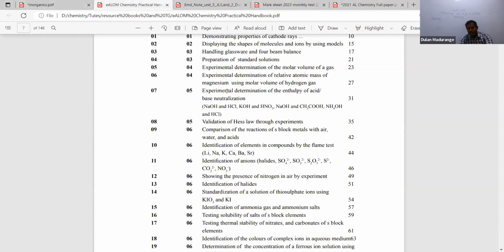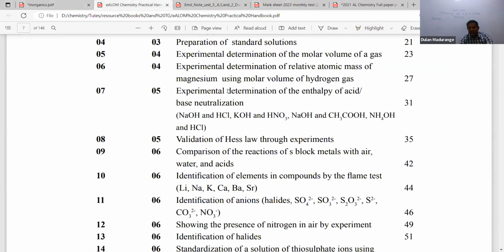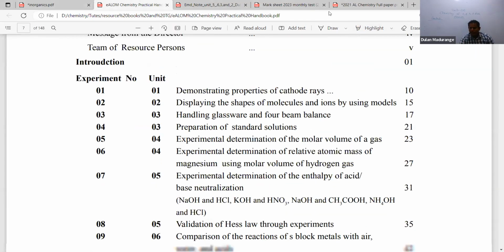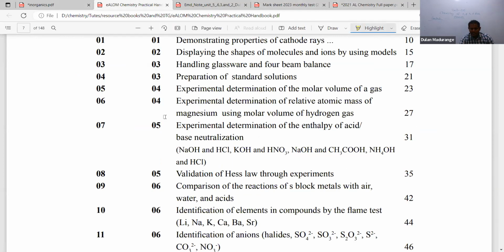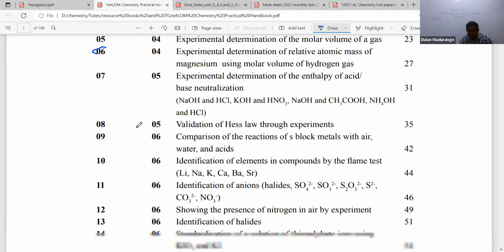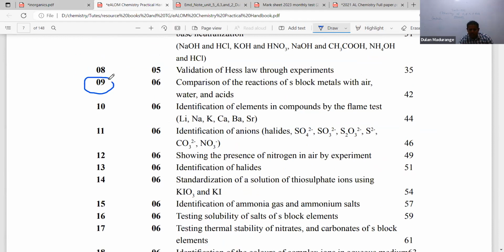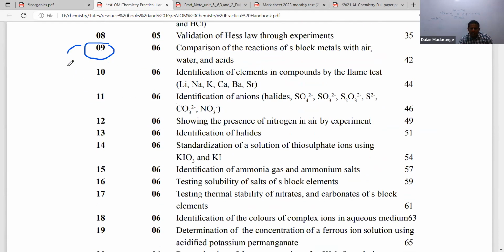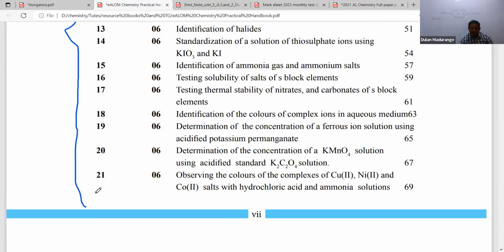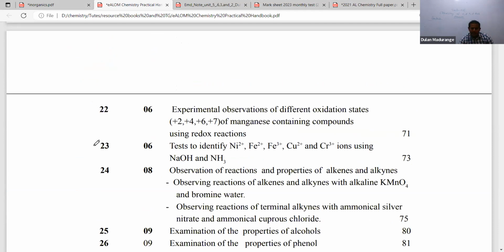This is the practicals guide. So what is the importance of the practical guide? You know from inorganic how many practicals are asked. So then experiment number, let's see, experiment number 9. From experiment number 9, how many practicals do you think? Experiment number 9 to experiment number 23, these are inorganic practicals.